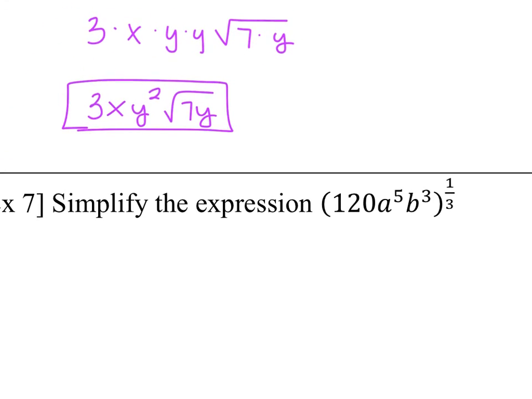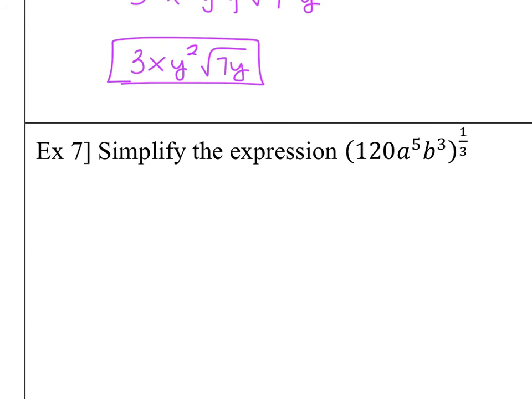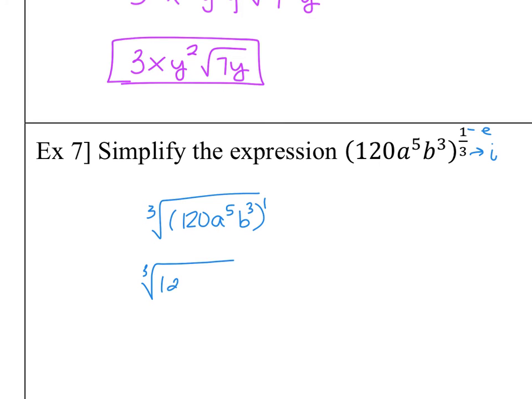Okay, let's try 7. So simplify the expression, 120 a to the 5th, b to the 3rd, all to the 1/3. So again, change this into a radical format, makes it a little bit simpler. So 120 a to the 5th, b to the 3rd, that's the inside part. The 1 is your exponent on the inside. The 3 is the index. Exponent over index. So now this time I have to keep the 3. The 3's stuck. I need the 3, otherwise we would say it's a square root, but this is in fact a cube root. So we're going to take 120, a to the 5th, b to the 3rd, to the 1st, which is just itself.